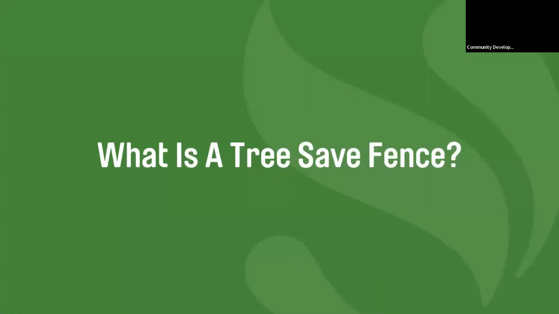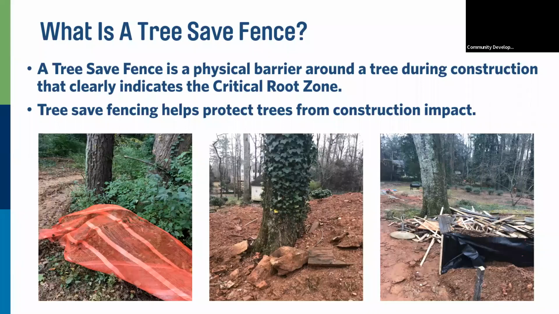So what's a tree safe fence? This is part of your BMPs. It's going to be this orange fence, and it's extremely important to keep that maintained, as well as any other erosion control methods. You can see we have a lot of impacted trees because their BMPs were not maintained.